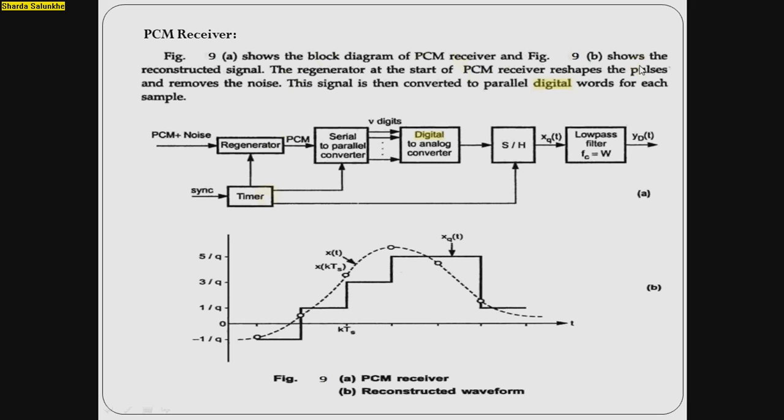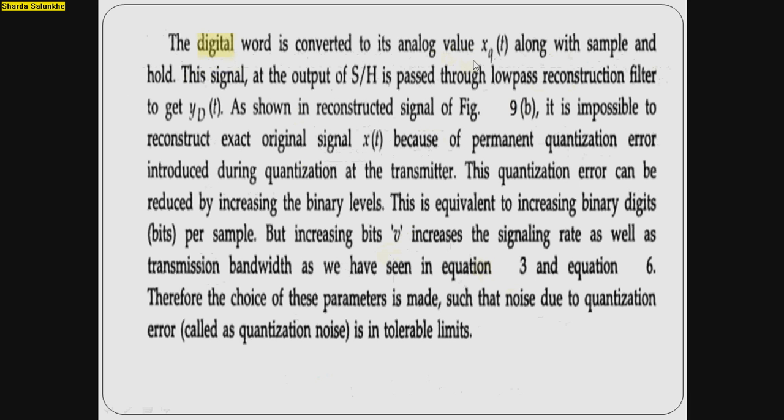This figure shows the PCM receiver reconstructed signal. The regenerator at the start of the PCM receiver reshapes the pulse and removes the noise. So the regenerator removes the noise and reshapes the signal, and this signal is converted to parallel digital words for each sample. So this is the sampled signal and this is the original signal. Now the digital word is converted into the analog signal xq(t) along with the sample and hold circuit. The output of the sample and hold circuit is passed through the low pass reconstruction filter. You will get y(t), which is an exact replica of your original signal.